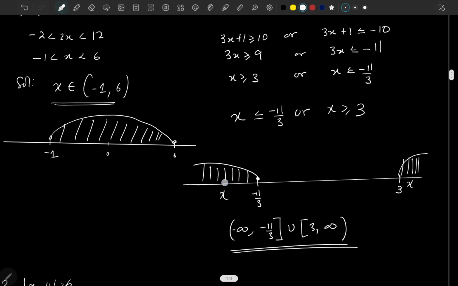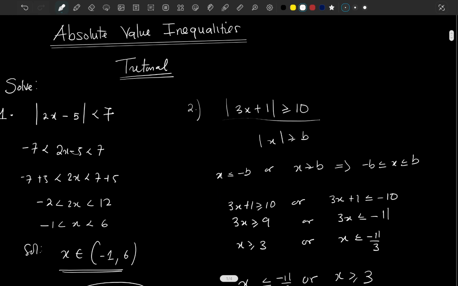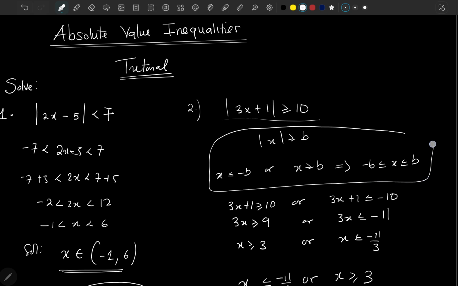Know the conditions. The one that I gave you at the beginning, the condition for this one, is this. I also gave you the one for this case, if you copied it.